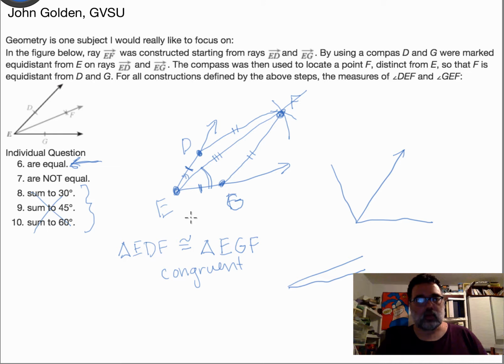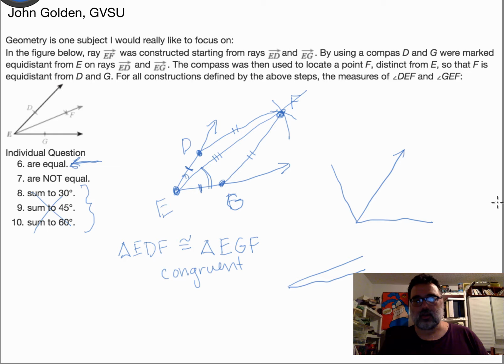Okay. Then just to check, with these problems, it's a little hard to check. We can't go back and plug something in. But just looking it over, we start with ED and EG. D and G are equal distance. F is equal distance from D and G. Okay, I'm pretty sure this one's set.